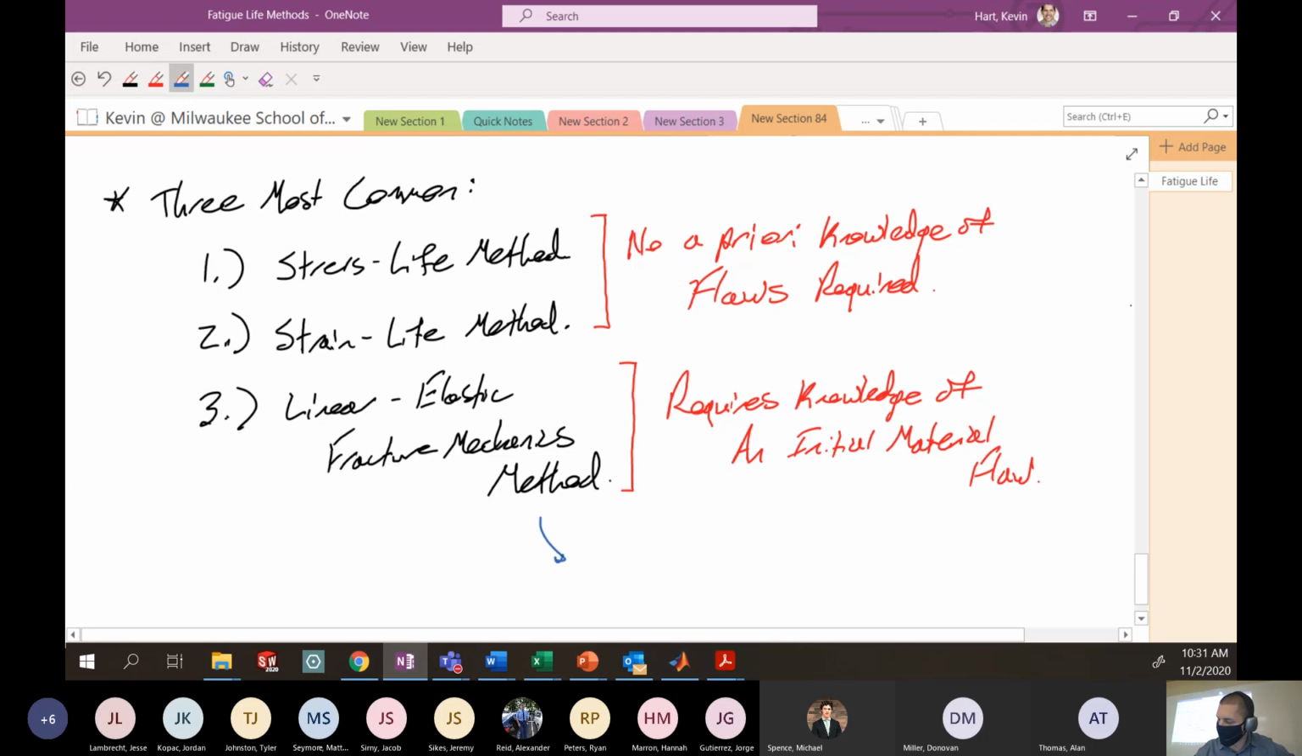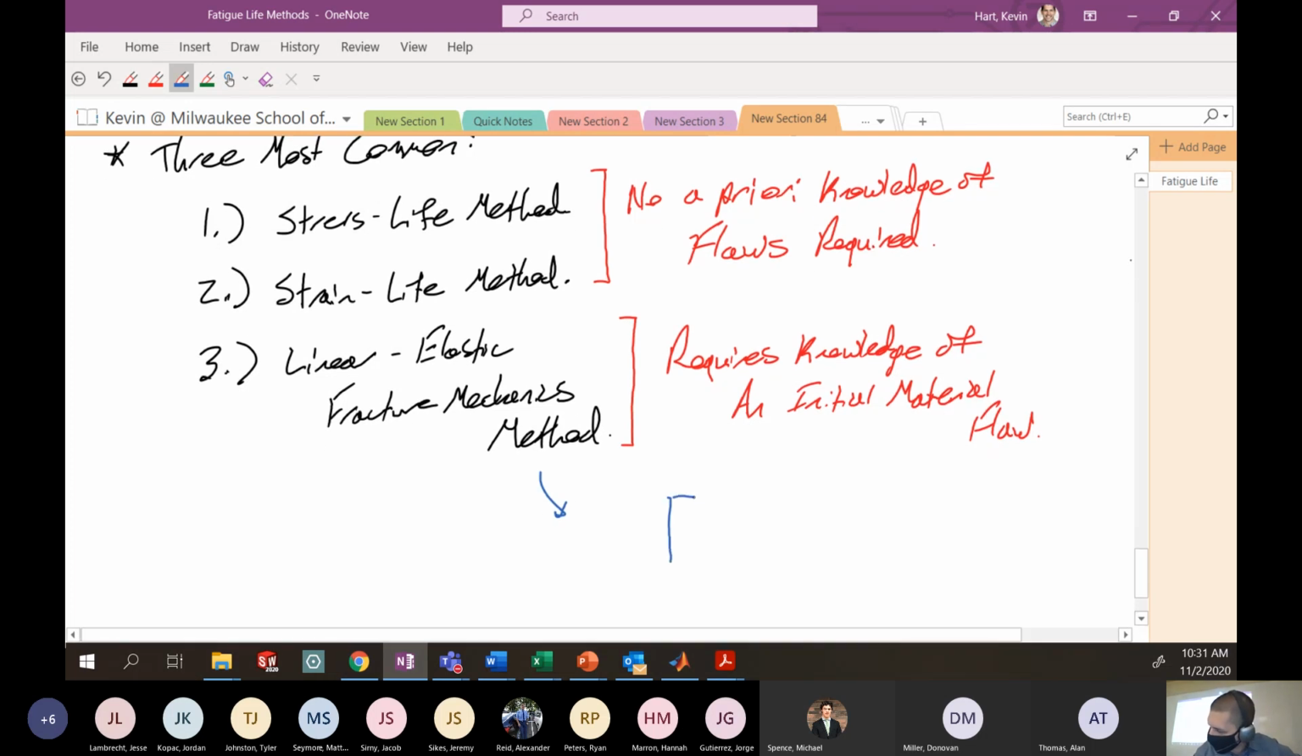All right, so what do I mean? The linear elastic fracture mechanics method. If I had some rectangular bar here, and I was pulling this in cyclic tension, so something like pull, release, pull, release, pull, release, the linear elastic fracture mechanics required that I would have some knowledge of a crack inside the material for this theory to function.